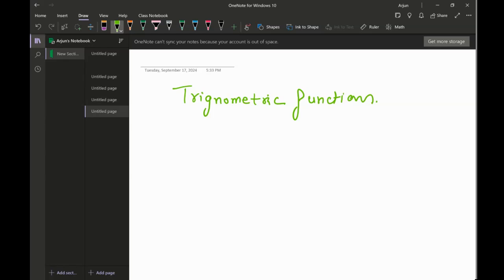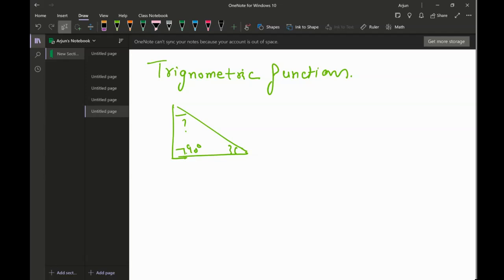All right, so I'm going to start with the right angle triangle. A right angle triangle is a triangle in which one of the angles is 90 degrees and the rest of the two angles can be of any degrees. Now, based on the right angle triangle, we can have the three trigonometric ratios. One is the sine theta, another is the cosine theta, and the third one is the tangent theta.